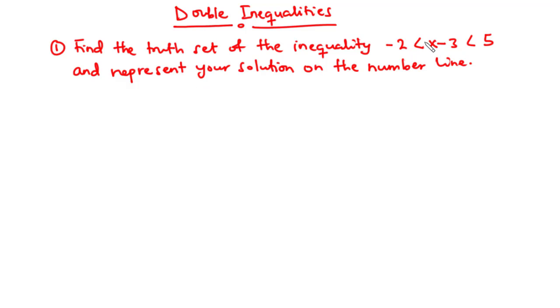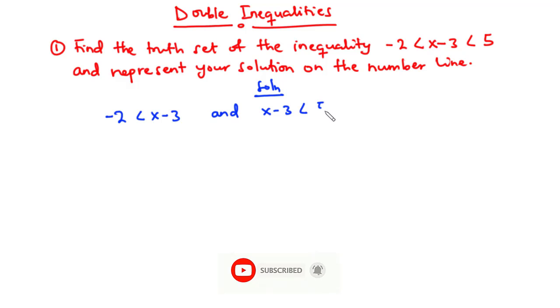Now because we have 2 inequalities, we are going to split them. So we are going to find a set of values of x that satisfies both -2 is less than x minus 3 and x minus 3 is less than 5 simultaneously. So first of all, let's deal with the first one.